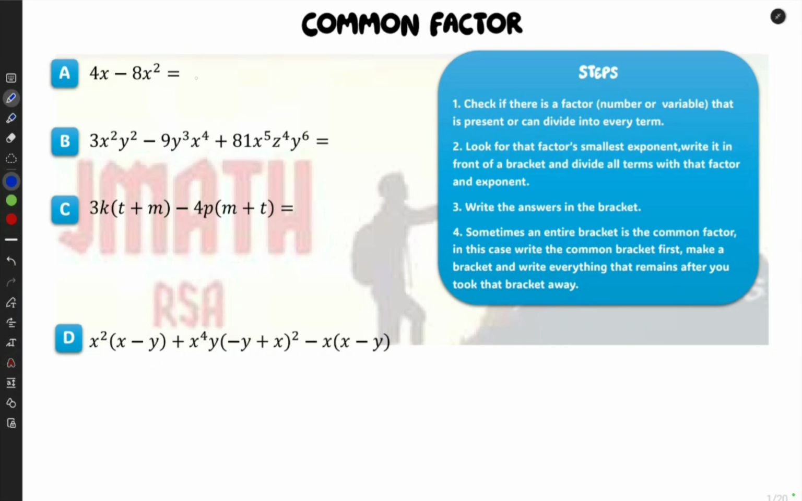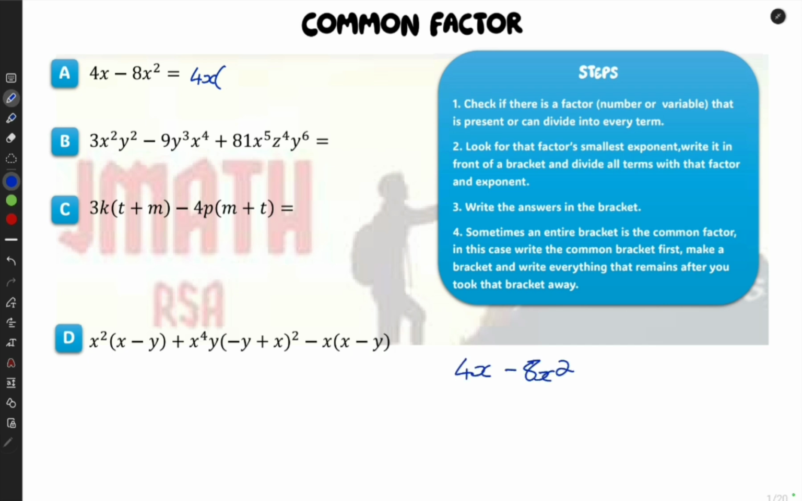So in question A, I can see that a 4 can go into everything, and then I move on to the x's. So with the x's, the one has a 1 exponent, the other one has a 2 exponent. I need to take out the smallest one. Okay, I make a bracket, and then I'm just going to do extra steps for the first one so you can see exactly what I need to write in the bracket.